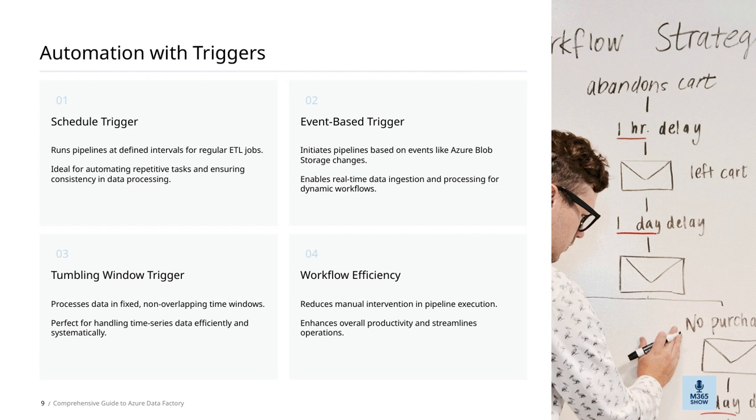Now, focusing on workflow efficiency, Azure Data Factory processes data within fixed, non-overlapping time windows. This approach is particularly perfect for handling time series data systematically and efficiently, ensuring that data is processed in an orderly fashion. Moving on to the different types of triggers, first, we have the tumbling window trigger.